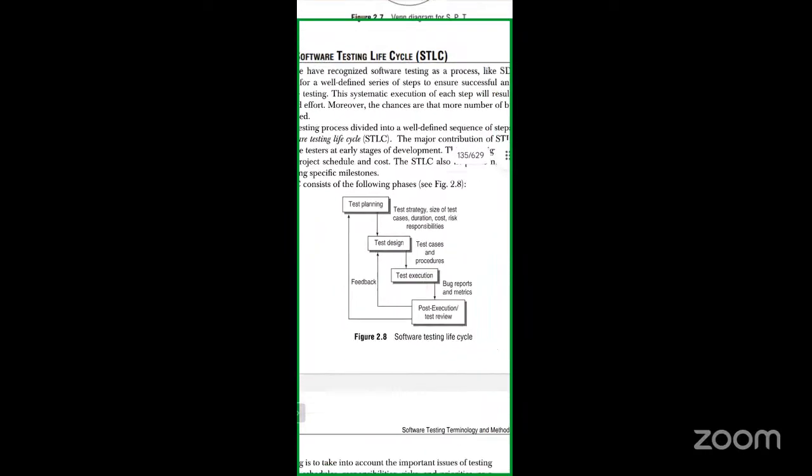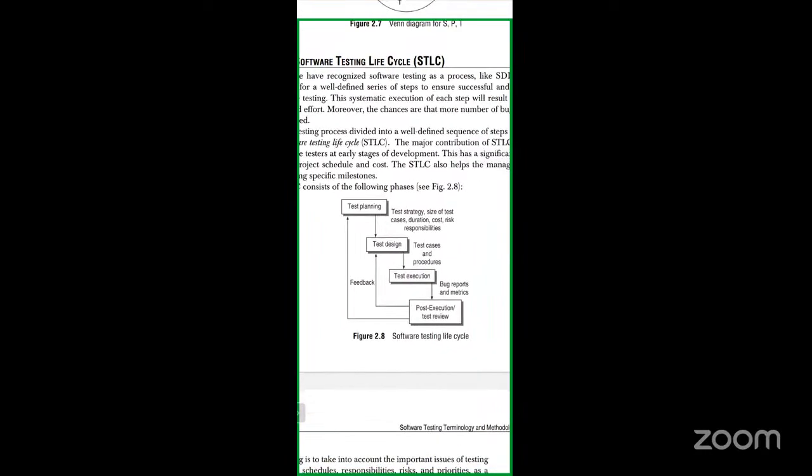We are going to check with the help of these four different phases. So this is called our software testing life cycle, in which we have test planning, test design, test execution, and post execution or test review.